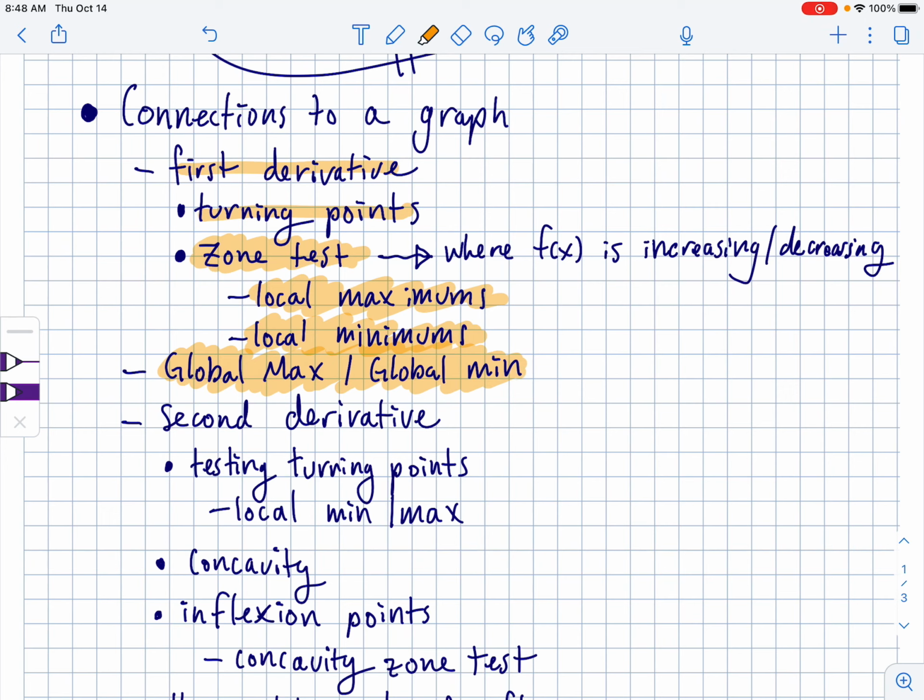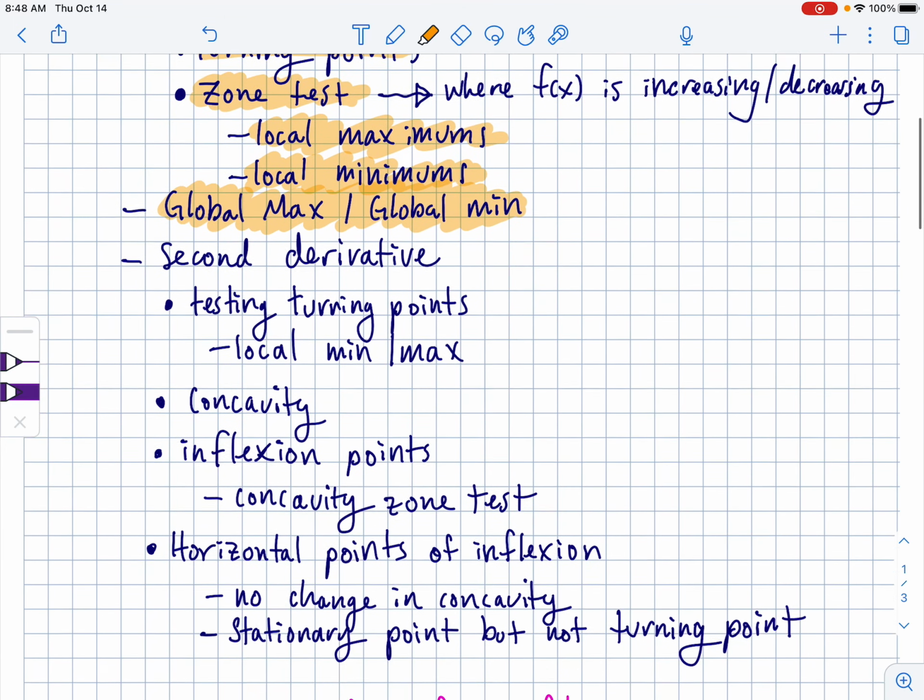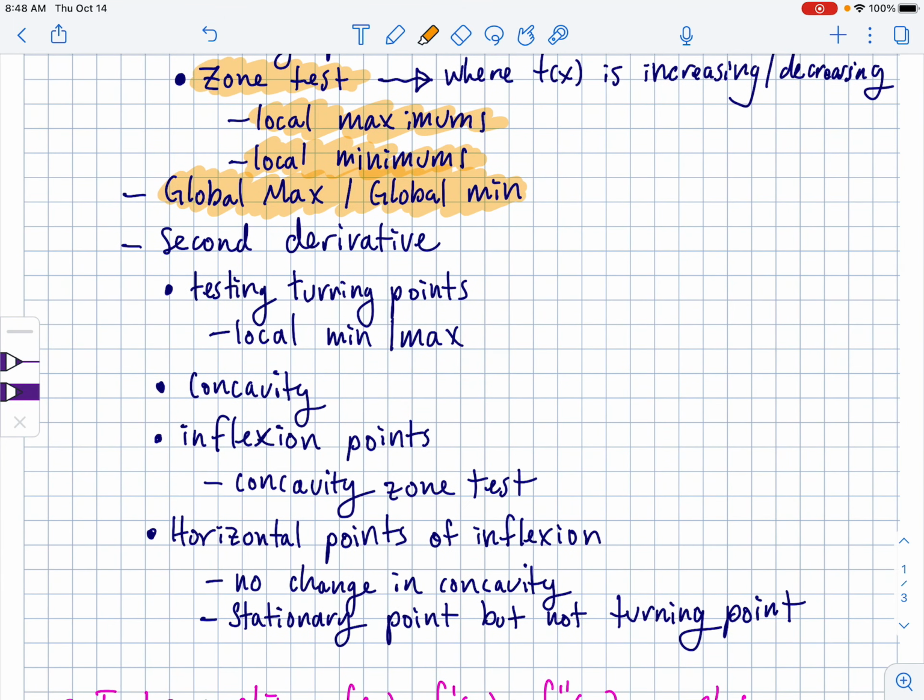Remember we did talk a little bit about global maximums and global minimums, because sometimes if they restrict the domain, you have to check the endpoints in the original equation to see if your local mins and maxes are bigger or smaller than the y values of your x intervals, your domain.